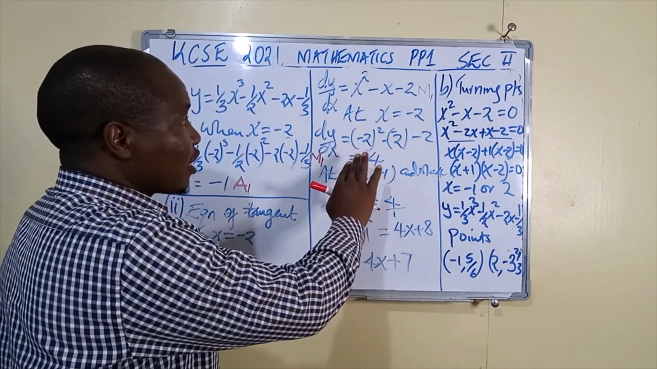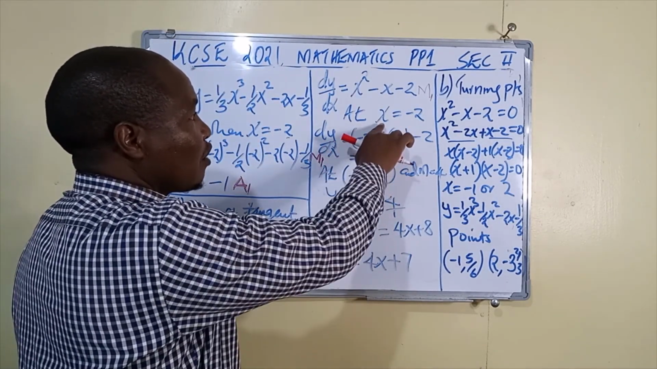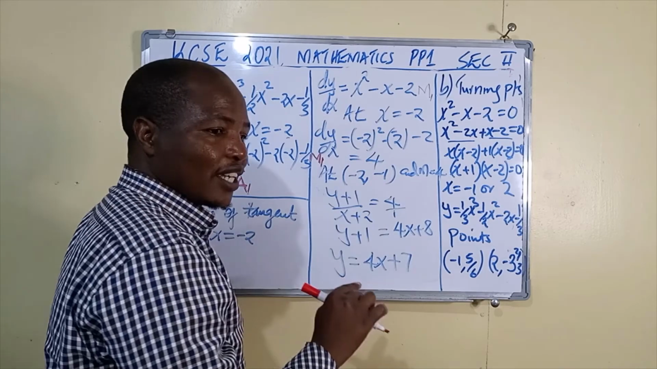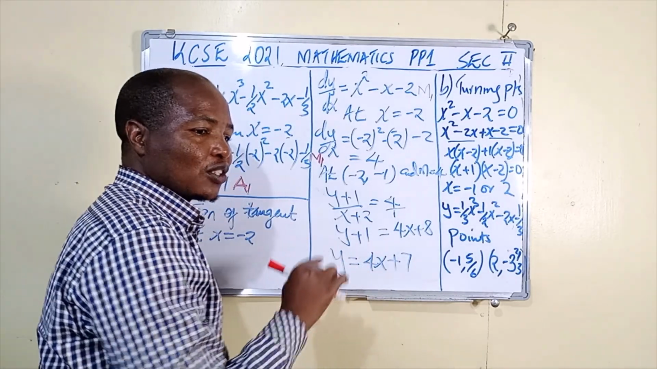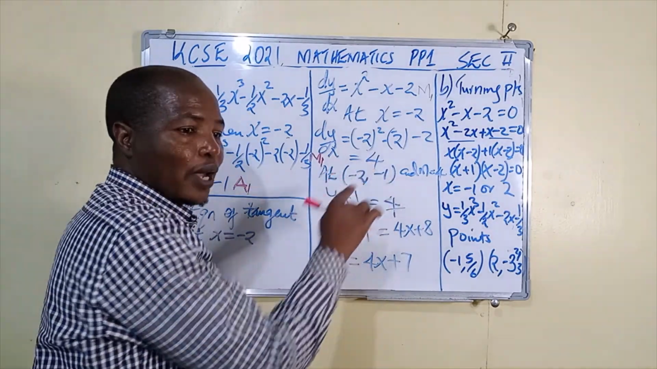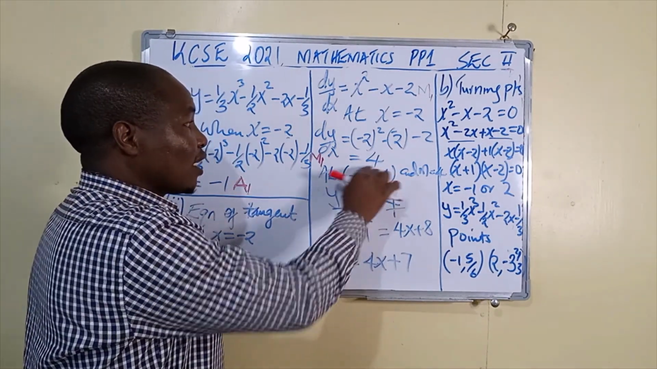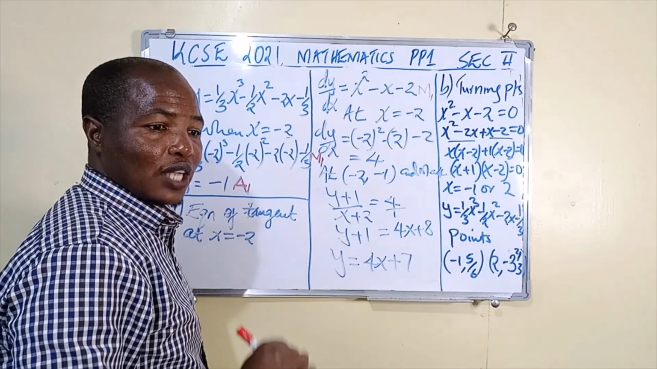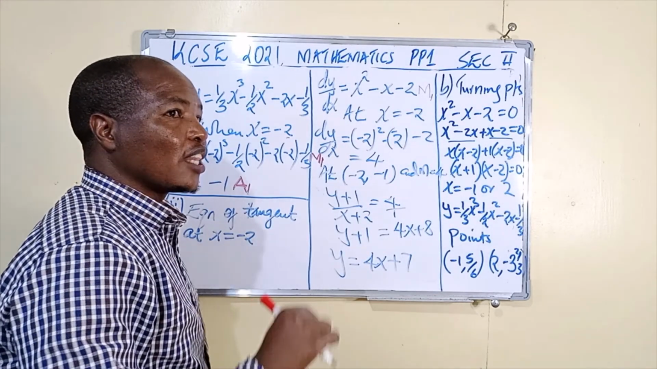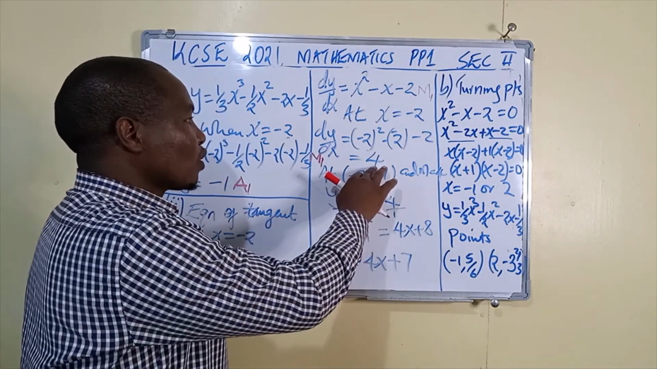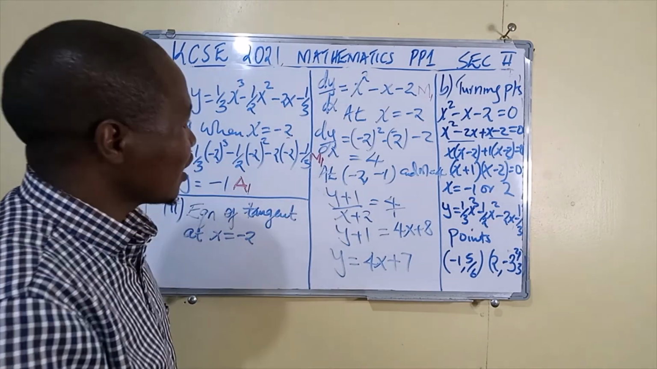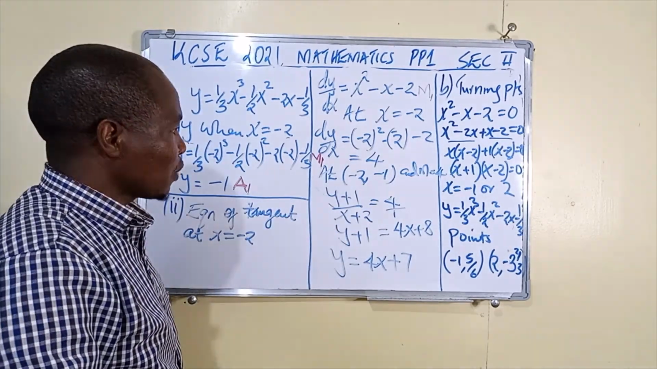To get the gradient, you need to substitute the value of x in the gradient function. We are getting a gradient when x is equal to -2, whereby our gradient will be 4. And at this point, we have not gotten the equation, because our main objective was to get the equation. Our gradient is 4.